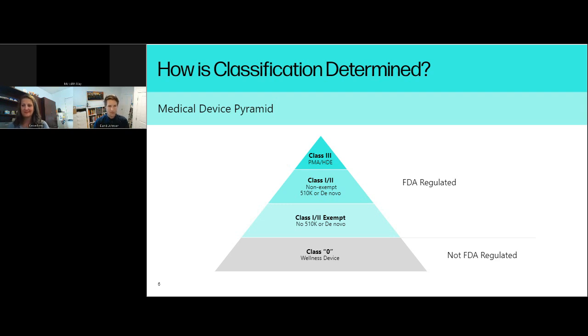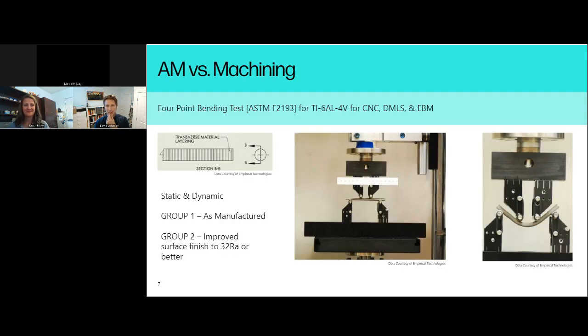Okay, so we can move on to the actual testing, which I was very excited to go over in preparation for the webinar. To the audience, this is an open document and testing that Empirical has done. It is a bending test with a CNC rod and also 2 other technologies, DMLS, which is direct metal laser sintering, and also EBM, electron beam melting. So 2 metal additive technologies, and going through the testing in comparison with all 3 of them.